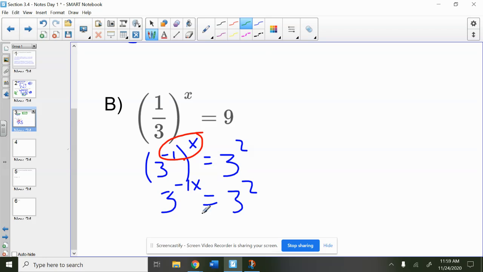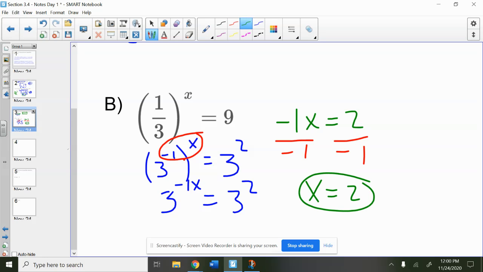Now that I have that situation where I have both bases, I have base of 3 equals a base of 3, I can set my exponents equal to each other. So the left exponent is -1x equals the right exponent's 2. Now, this is not solved for. I need to go ahead and divide both sides by a -1. And then I'll get x equals and then a -2 as my solution. So this has an answer of a -2.